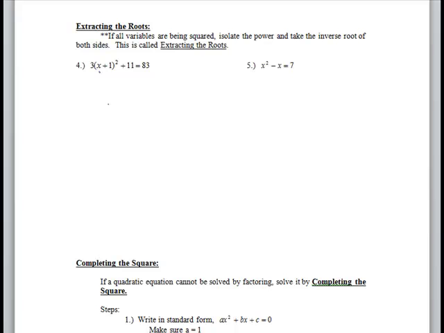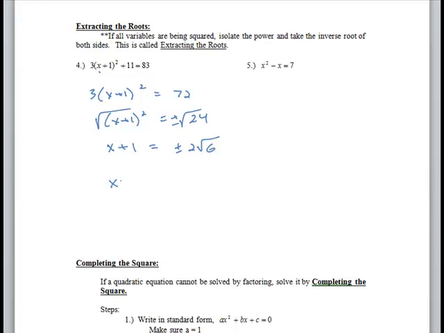We do have a little bit of work to do in order to get that power by itself. Subtract 11 from both sides. Divide both sides by 3, so x plus 1 squared is equal to 24. And now that that power is isolated, take the square root of both sides, not forgetting your plus or minus. The left-hand side leaves us just the radicand, x plus 1, is equal to, the right-hand side simplifies to plus or minus 2 times the square root of 6.